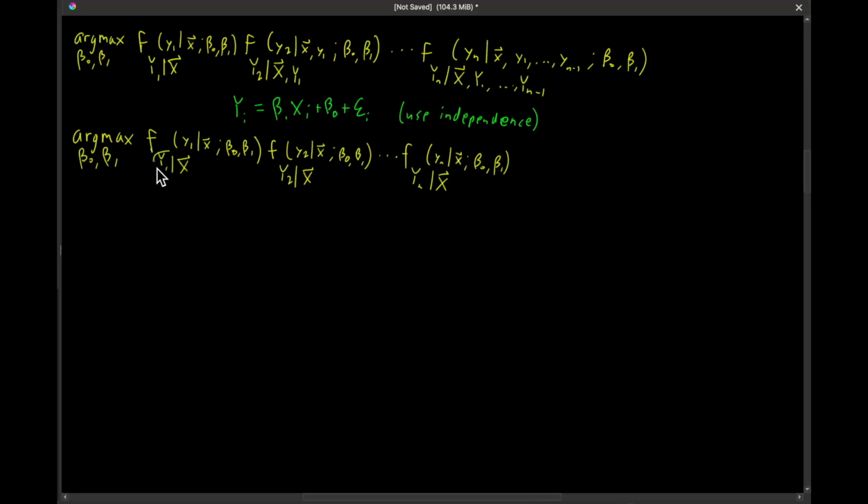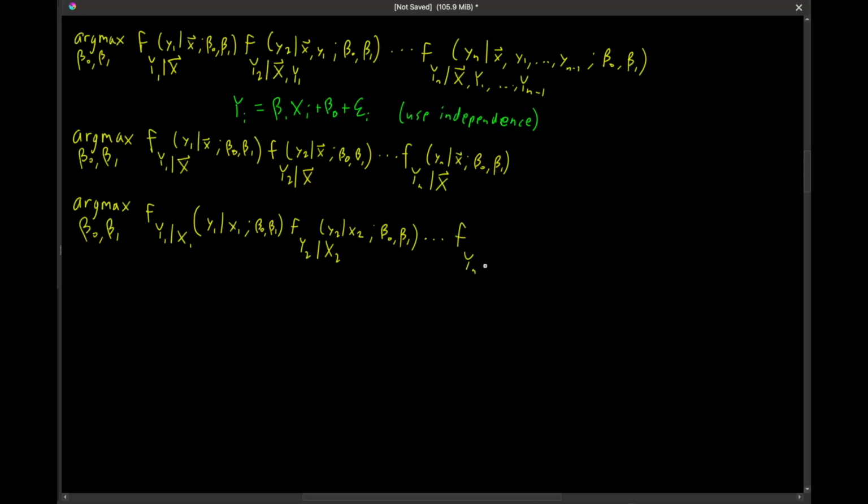And so each of these here, we can say that the y1 conditioned on all the x's is the same thing as just saying y1 conditioned on x1. None of the other ones matter. And so similarly for y2, instead of all the x's, you can condition on just x2. And so we're going to use this trick to simplify this even more. So we have y1 given x1 and y2 given x2, dot dot dot, yn given xn.